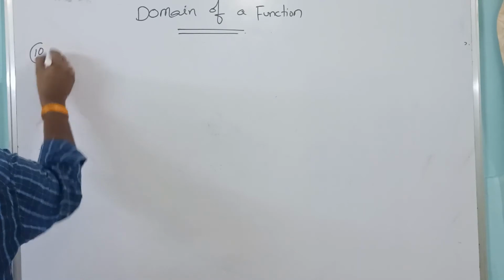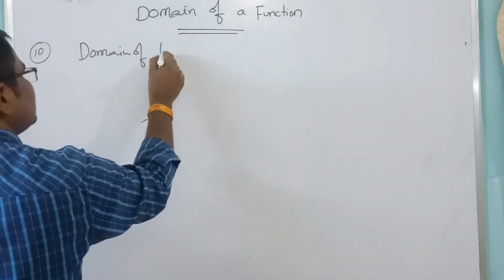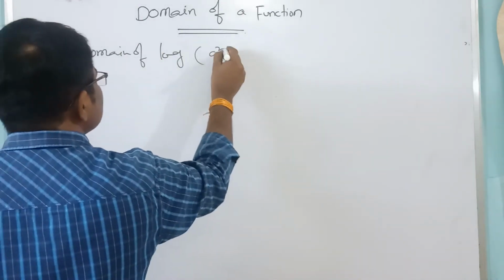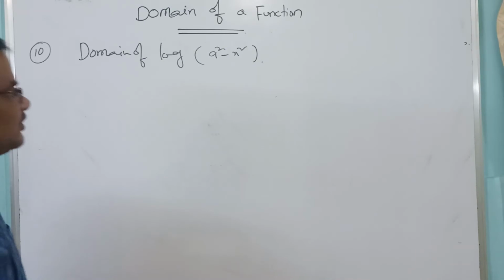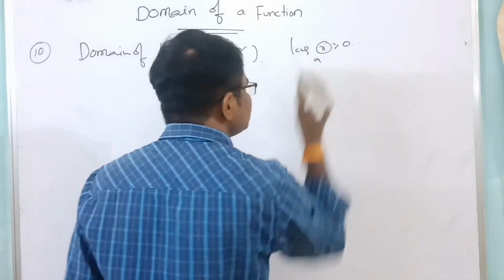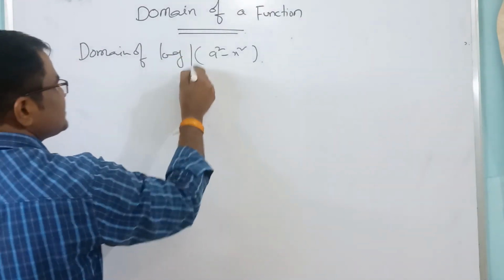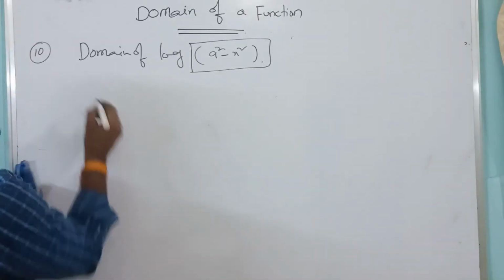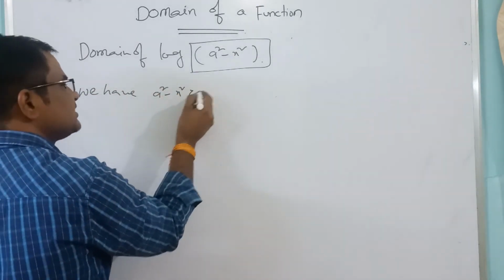Tenth one, domain of log of a square minus x square is given. So how to find it? We know that log x to the base a means x is greater than 0. So in place of x, what is there? A square minus x square. So we have a square minus x square greater than 0.